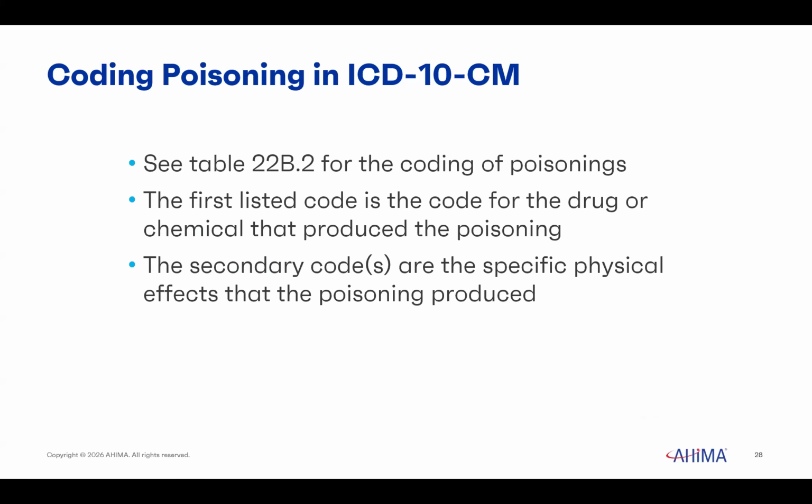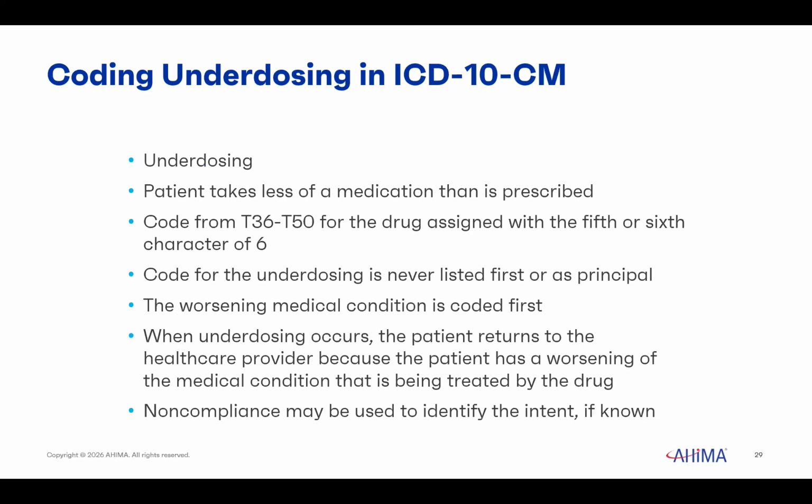And again, table 22B.2 illustrates the poisoning coding. Please pay special attention to this table. I think it will help you understand the coding of poisoning. Now let's take a look at the underdosing. Underdosing was something we never had to deal with in ICD-9. Underdosing codes can never be first listed. Very important point. The worsening condition is coded first, followed by the underdosing code and any non-compliance code, if applicable.